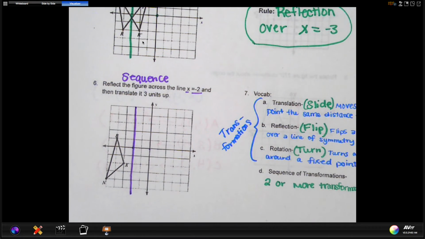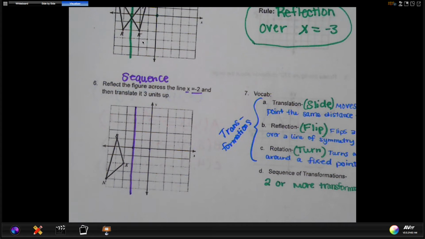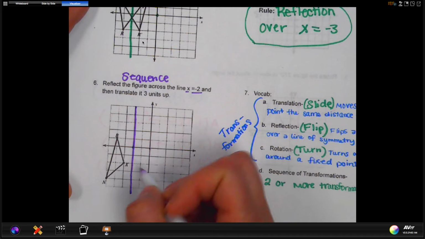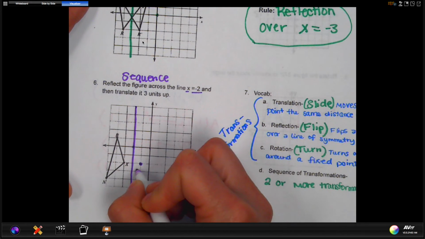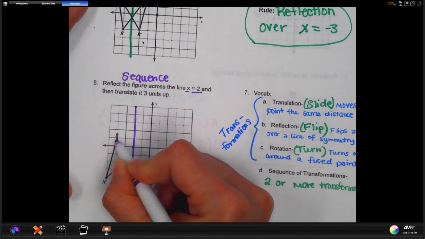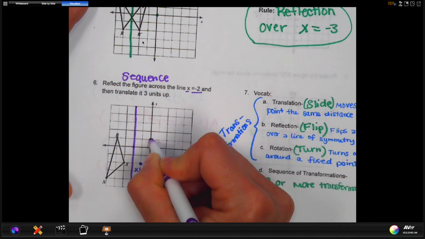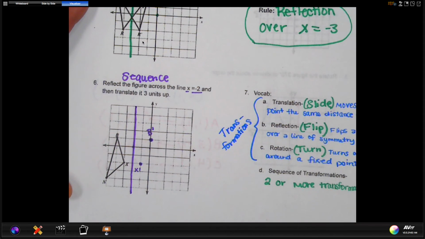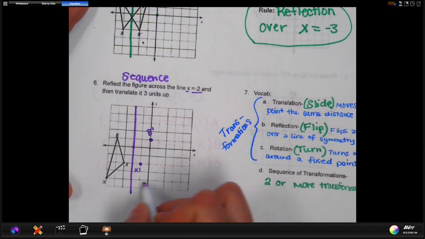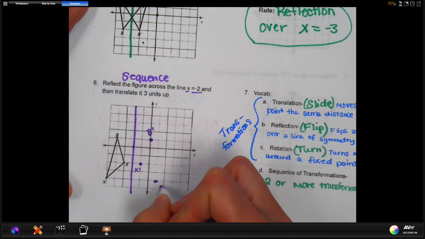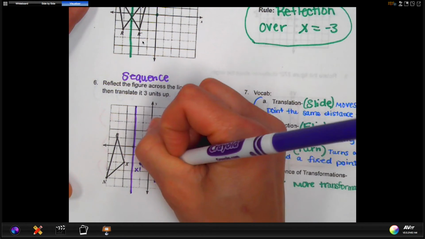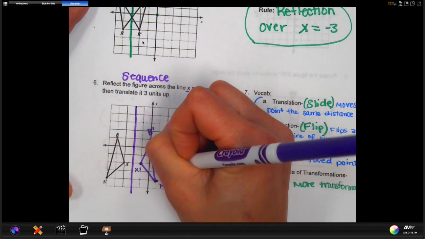So the first thing I'm going to do is reflect it over that purple line. I'll start with x. X is 1 to the right, so I'm going to reflect it 1 to the left and label it x prime. Then I'm going to move to b. B is 2 to the left, so I'm going to reflect it 2 to the right, make that b prime. And then finally, n is 3 to the left of my line of reflection, so I'm going to reflect it 3 to the right, n prime. Then I'm going to go ahead and reconnect. So this is the first part of my sequence done.